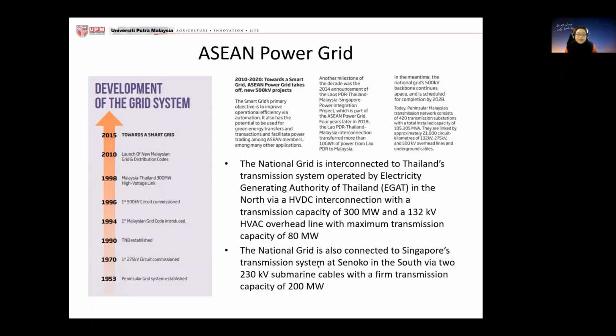And not only with Thailand, we also have a connection with Singapore's transmission system at Senoko in the south via two 230 kilovolt submarine cables with a firm transmission capacity of 200 megawatts. So it's something where not only in the country, but we can coordinate within ASEAN to share and coordinate our power system.